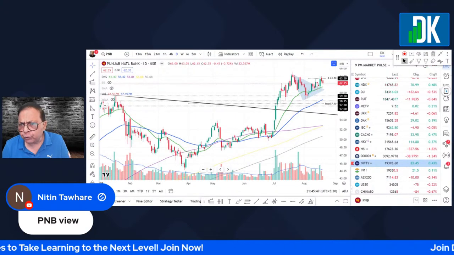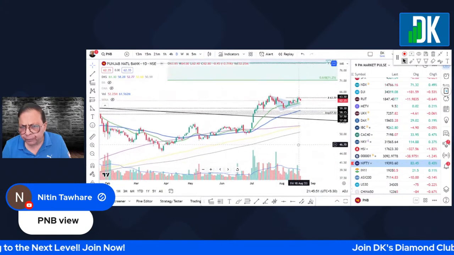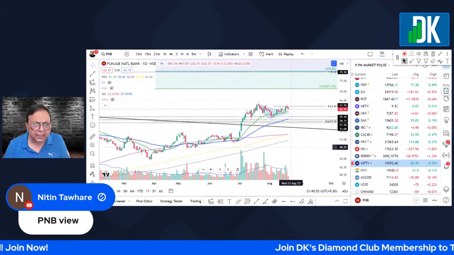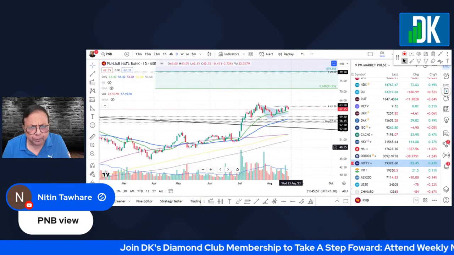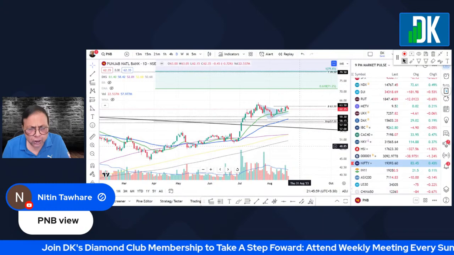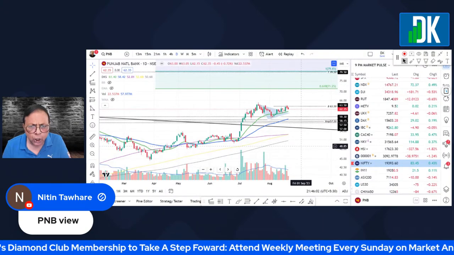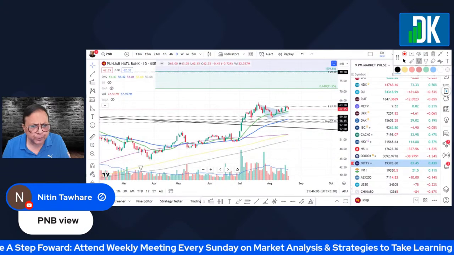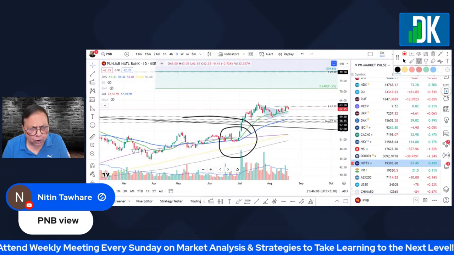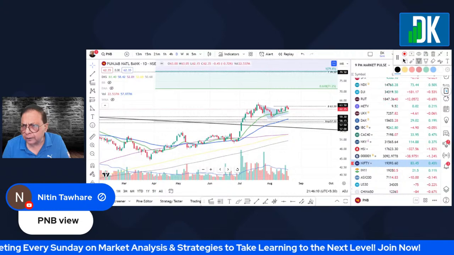So if I calculate the target according to the bullish flag, the first target comes to 71, and the second target 79. So overall trend in PNB stock is bullish. Short-term trend, intermediate trend, long-term trend, all are bullish. In recent time there has been a golden cross also in this particular stock.